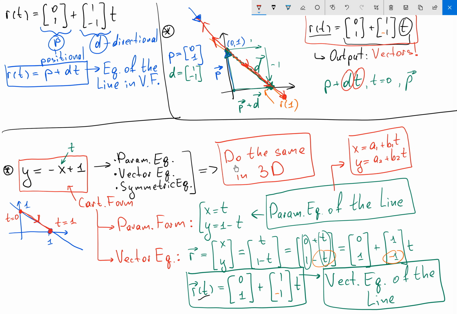Okay guys, thank you for watching. In this video I introduced the idea of writing lines in parametric form, the parametric or vector equation. I haven't discussed the symmetric equation, so I'm going to discuss it in my next video, and I'm going to show you how you can write the equation of lines in 3D.